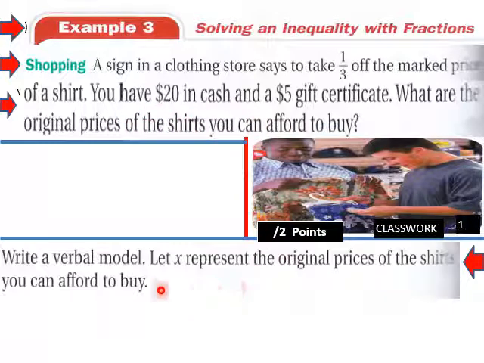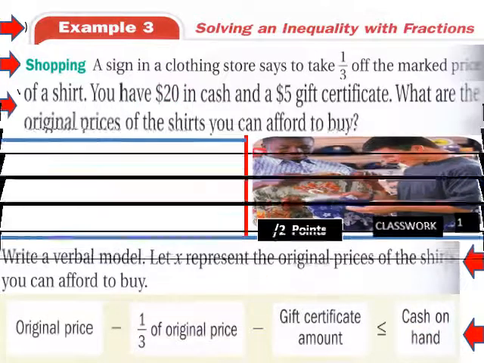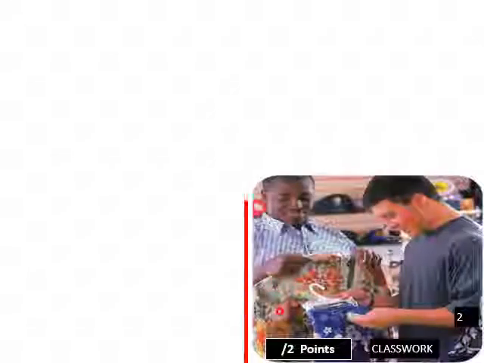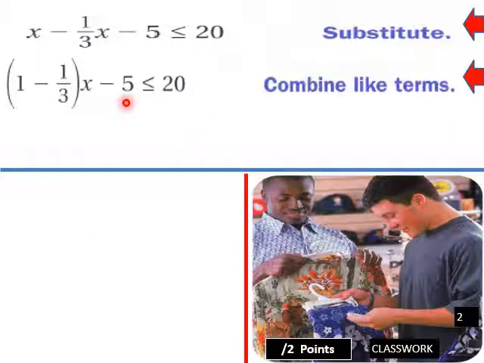To solve this, write a verbal model. Let x represent the original price of the shirts you can afford to buy. So original price minus 1/3 of original price minus gift certificate amount is less than or equal to cash on hand. So you have 20 bucks in cash. To find a shirt you can afford to buy, you have x minus 1/3 x minus 5 less than or equal to 20. So we need to solve for x.